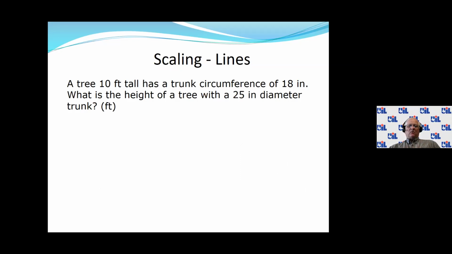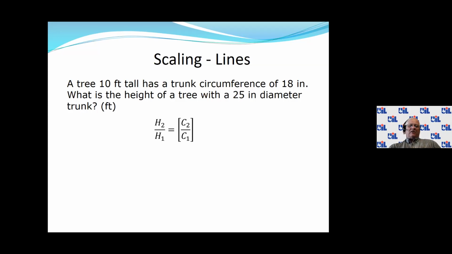What's the height of a tree with a 25-inch diameter trunk? So what I've got here is I have two length dimensions, and I want to know another length. So I'm relating lines to each other. The only trick here is you have to be a little careful, because in one case I'm using a circumference, in the other case a diameter, to try and trick you up.